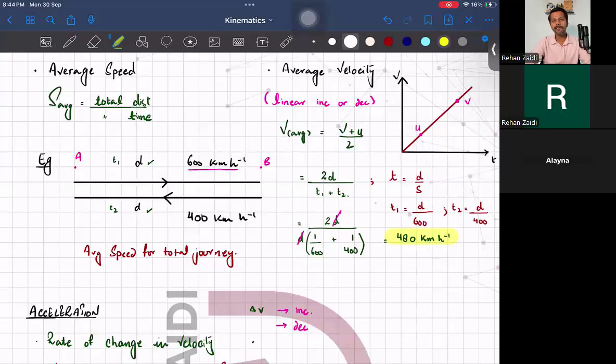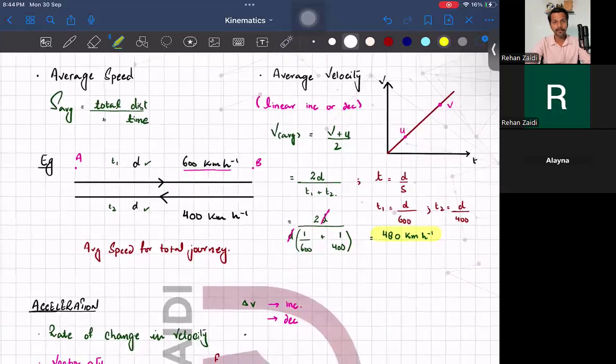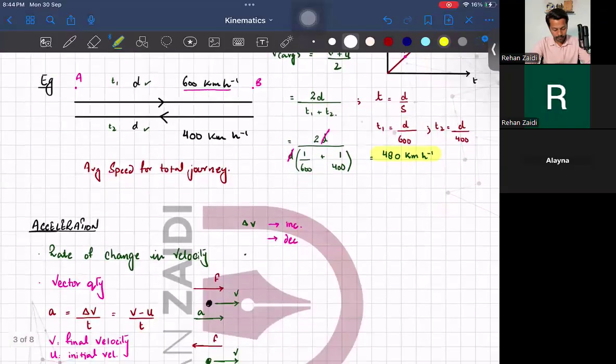So it was a very simple concept, but a very complicated question, right? So the examiner could be a bit tricky in such concepts. I hope you got the question, right? Okay. So we'll practice it more further.